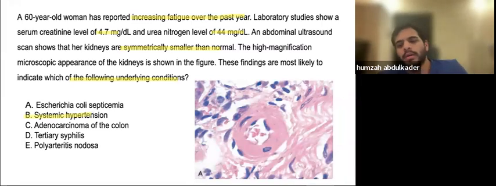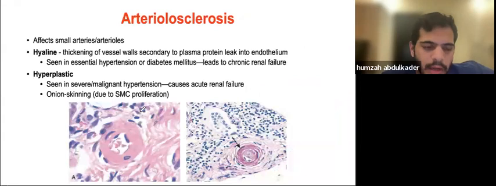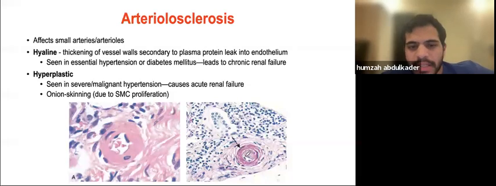Hyaline. Correct. Very important not to get this confused with hyperplastic because they're kind of similar. So these are from your lecture. The one on the left is hyaline, the one on the right is hyperplastic. You can see the onion skinning appearance here. The way I like to think about it is hyperplastic kind of sounds almost cancerous, so I think of hyperplastic as always severe. It's caused by severe malignant hypertension, and it can cause acute renal failure.